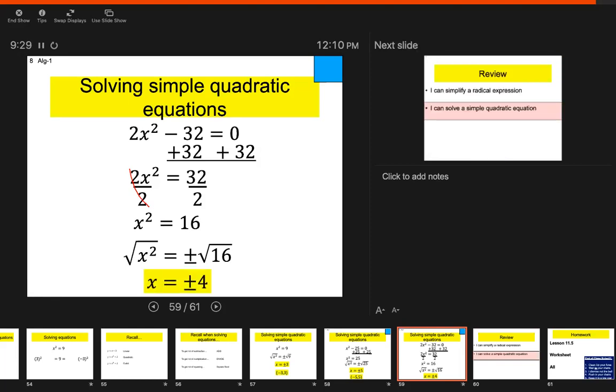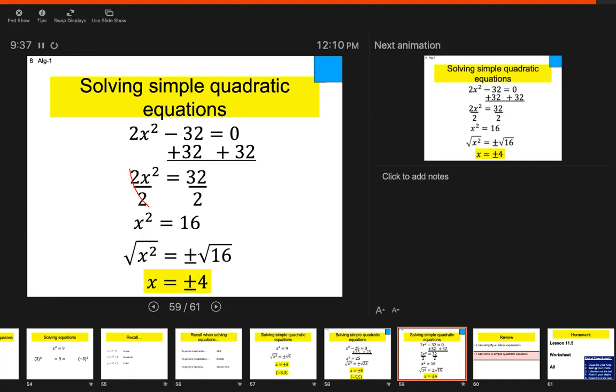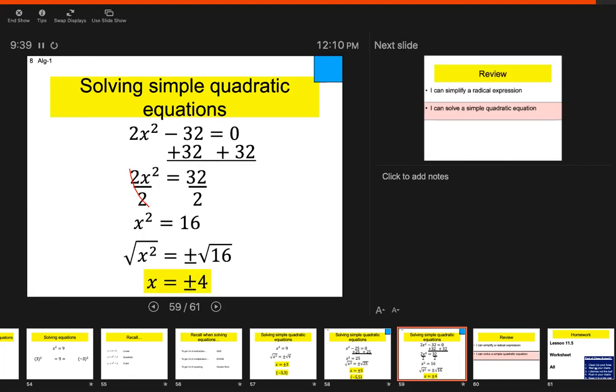That means if I put a 4 or a negative 4 into that original equation, this one right here, it'll make it true. I mean, you could do a check step if you'd like. Positive 4. 4 squared is 16. 16 times 2 is 32. 32 minus 32 is 0. Negative 4. Negative 4 squared is 16. 16 times 2 is 32. 32 minus 32. Both numbers work.